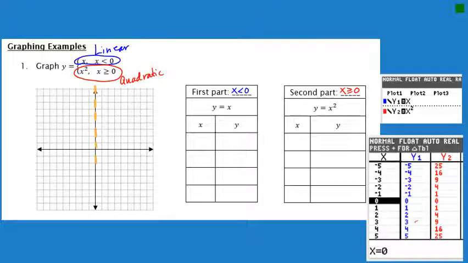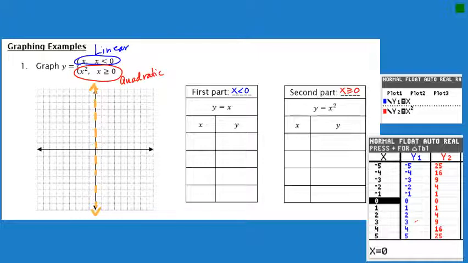So here's my boundary line at 0. To the left of the boundary line, I'll have the blue graph, and to the right of the boundary line, I will have my red graph. So what I did is I put screenshots of what you should put in your calculator.